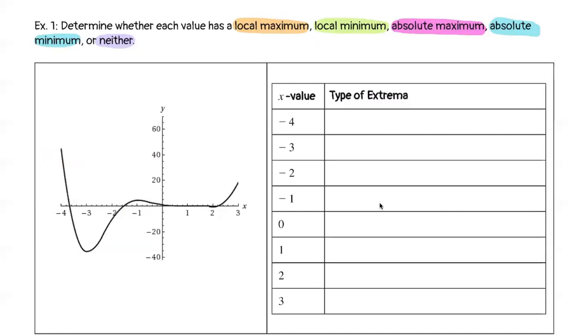The key thing about this phrase is the word absolute. If we think about things that are absolute, in this case absolute maximum, it has to be the highest point in the entire graph. The only way there could be more than one is if they're both at the same height. So knowing that, how might that change our answers? We're looking for an absolute maximum. It means we're looking for the highest point on the entire graph.